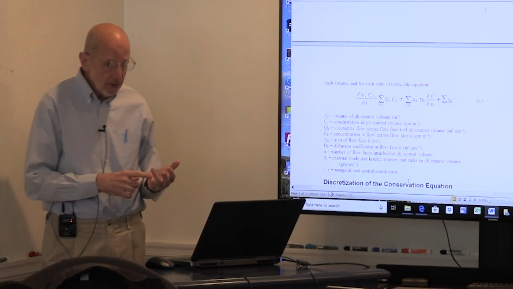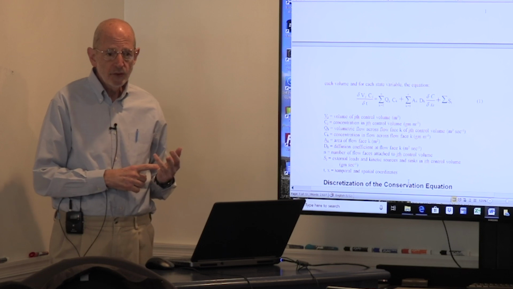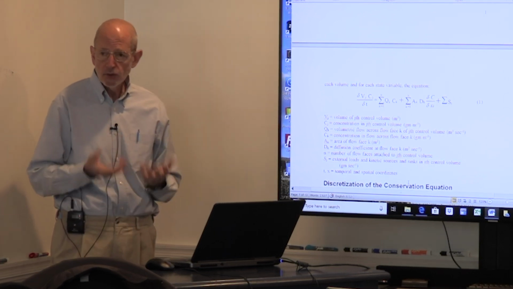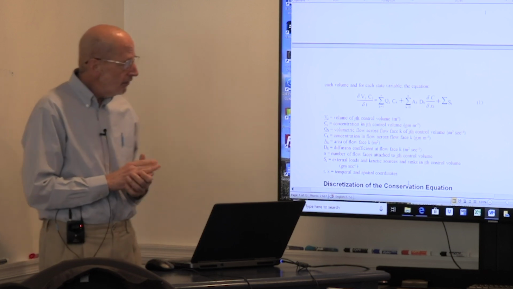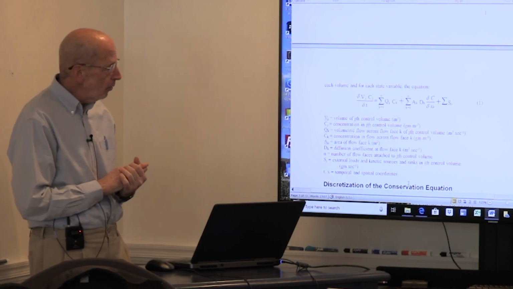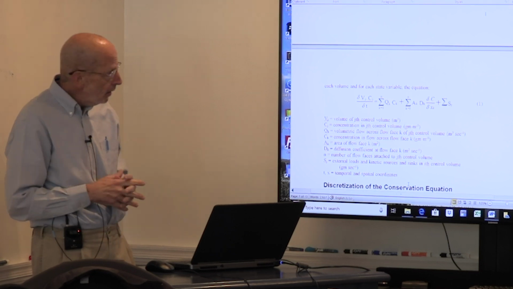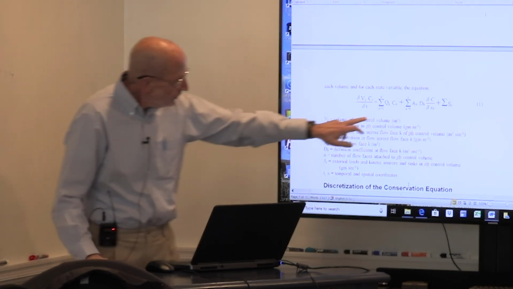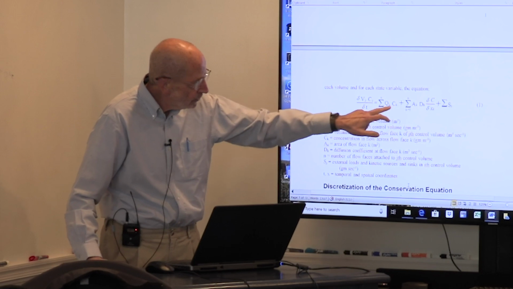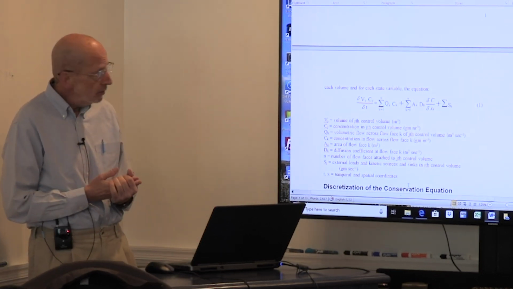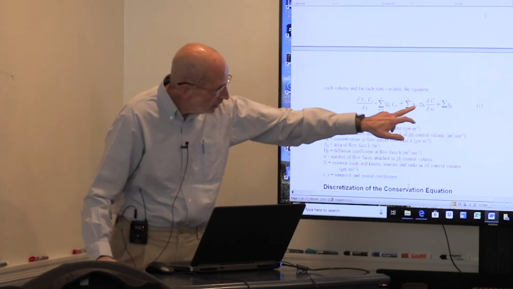Those sources or sinks can be internal. For example, if your phytoplankton takes up nutrient or something like that, that's an internal source or sink. If there's a treatment plant or a watershed or something like that, that's an external source or sink. This summation is the flow across all faces. If these are cubes, there are 6 faces. Same with the dispersion.